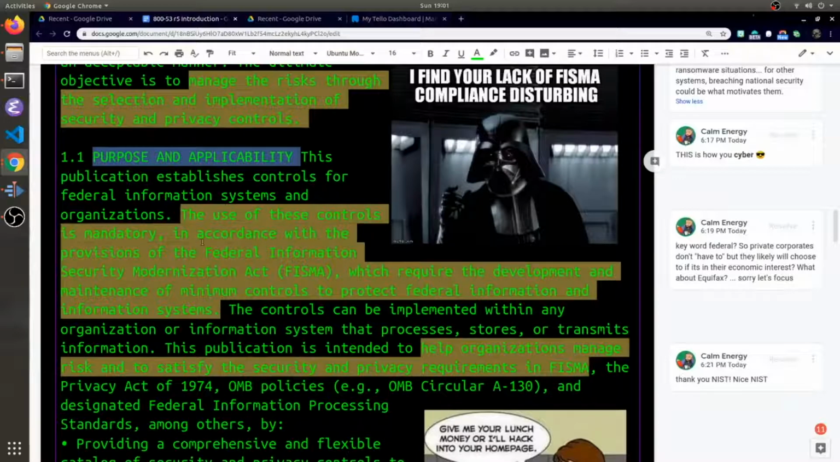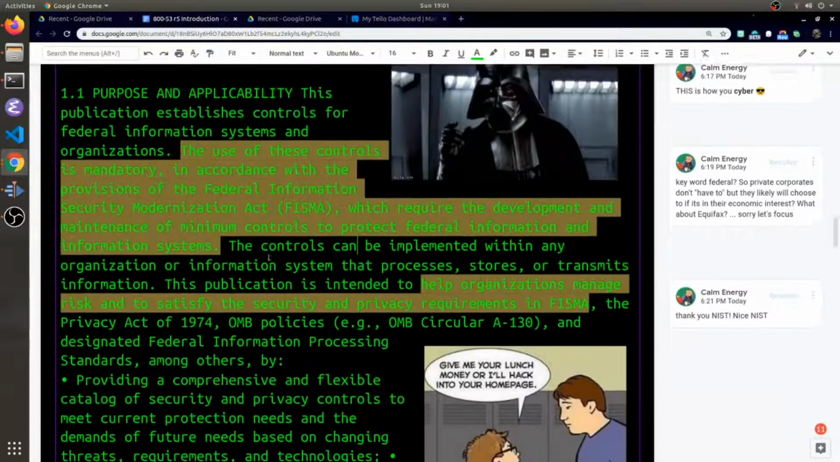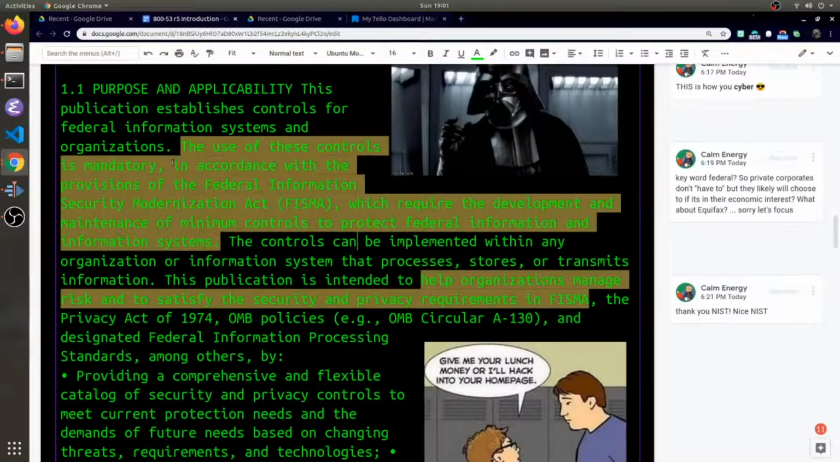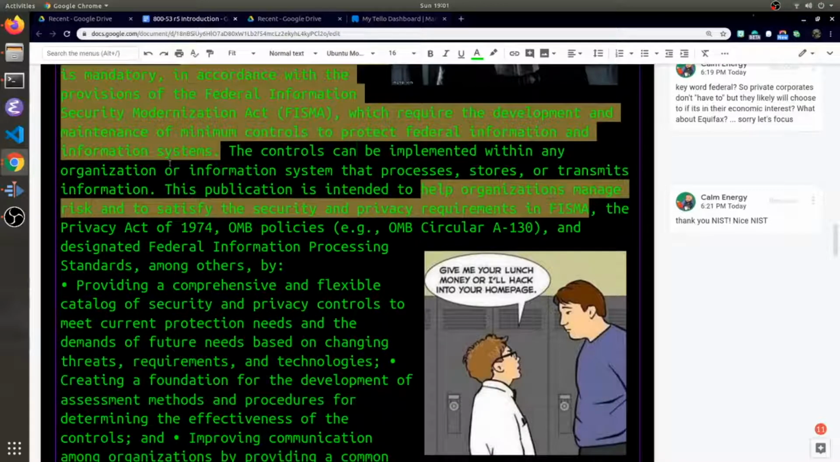And as you can see here, the use of these controls is mandatory in accordance with the provisions of FISMA, which require the development and maintenance of minimum controls to protect federal information and information systems. So there's my Darth Vader: I find your lack of FISMA compliance disturbing. Your federal agency or organization, these controls are mandatory, not a suggestion.